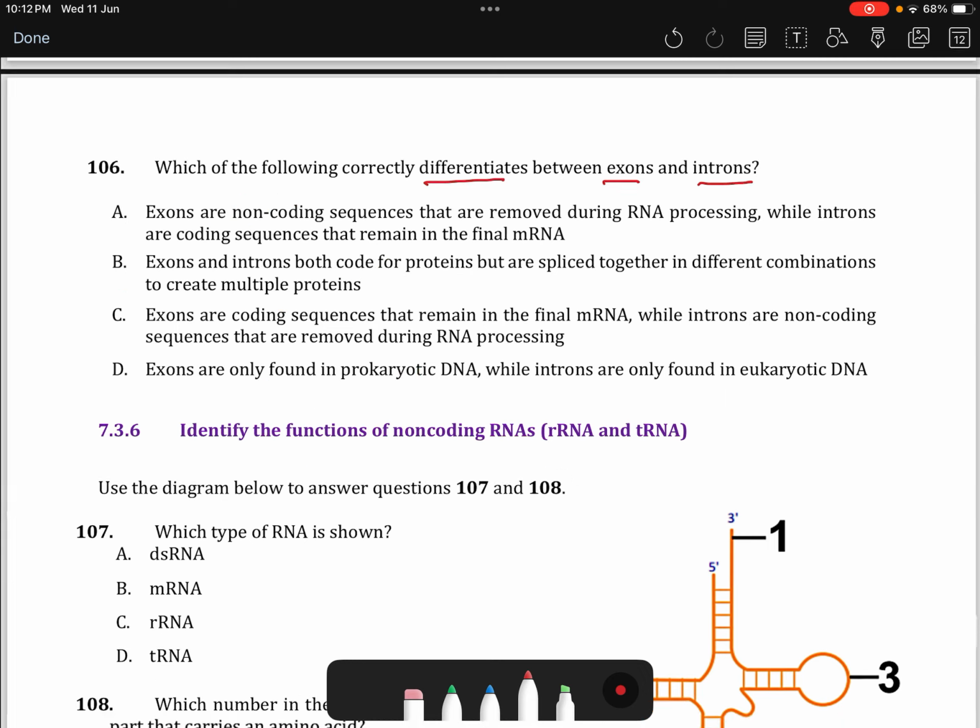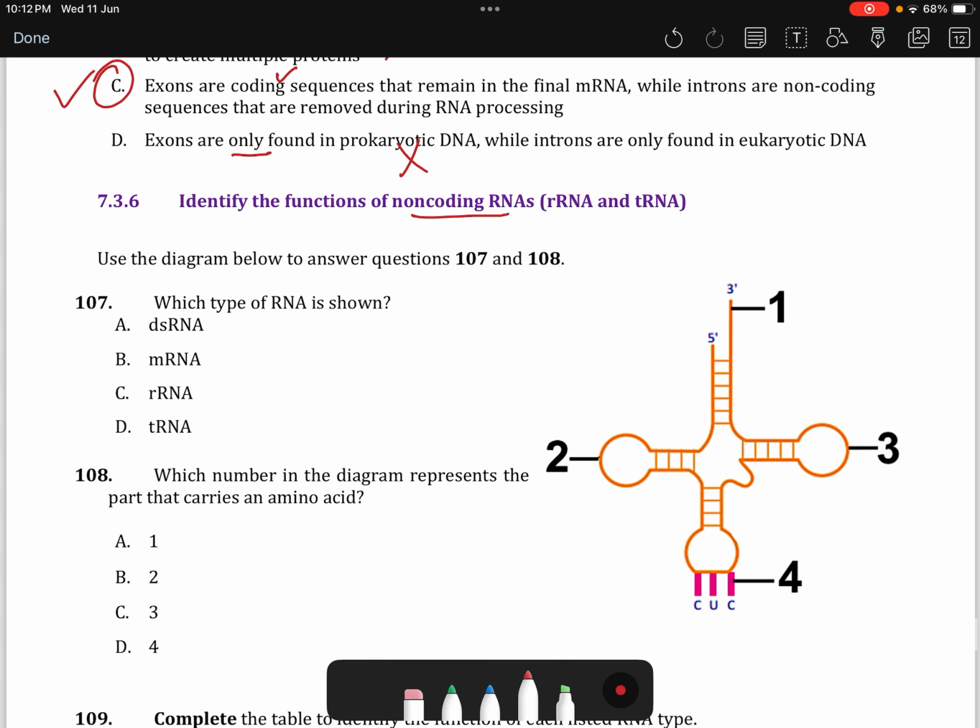Moving to the next one, identify the function of the non-coding RNA molecule. So there are two non-coding RNA molecules. Which one is the coding RNA? Think. What's the coding RNA? mRNA. So rRNA and tRNA are the non-coding ones.